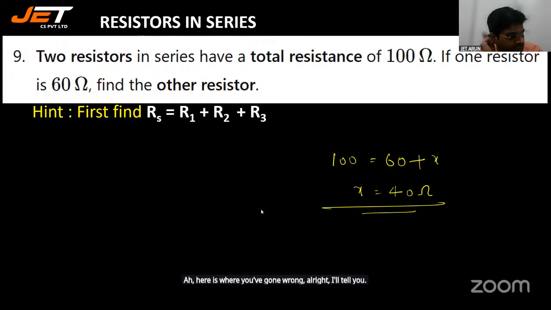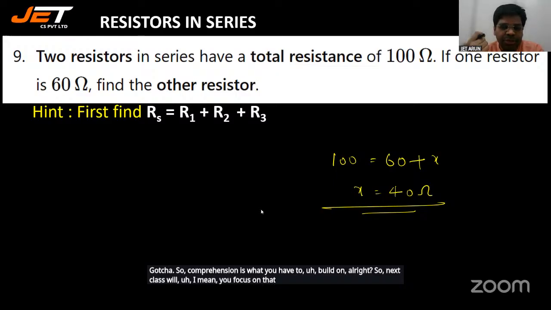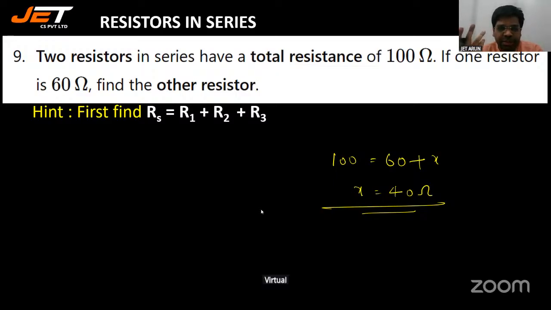Yeah, Charan. So comprehension is what you have to build on. All right. So next class, you focus on that comprehension at your end. You also practice comprehension. Comprehension, it's not English comprehension. What I mean by comprehension is two resistors in series have total resistance of 100 ohms.